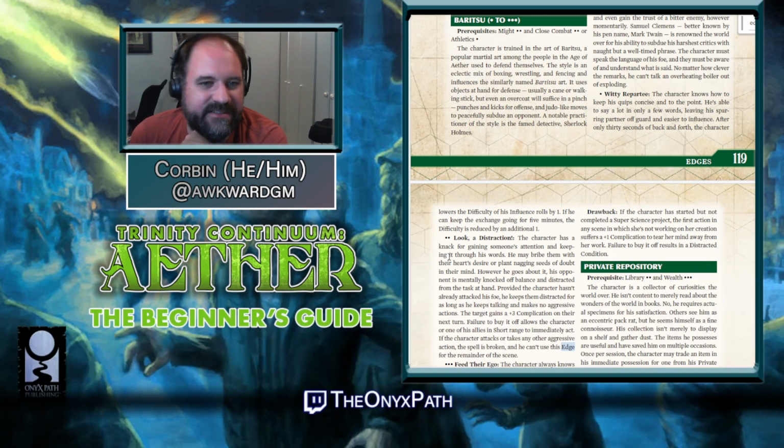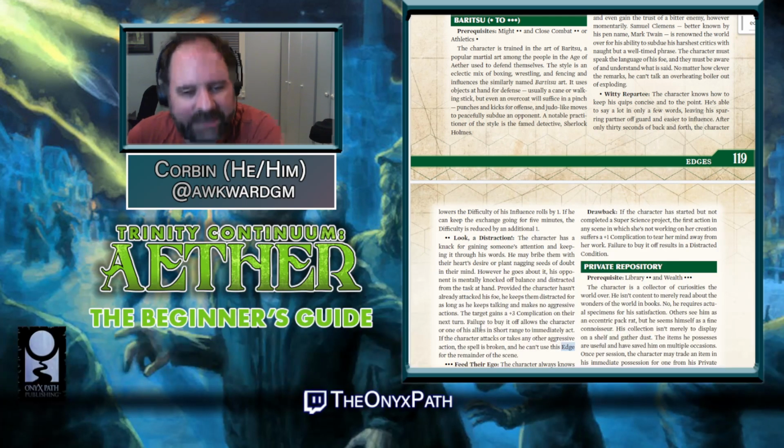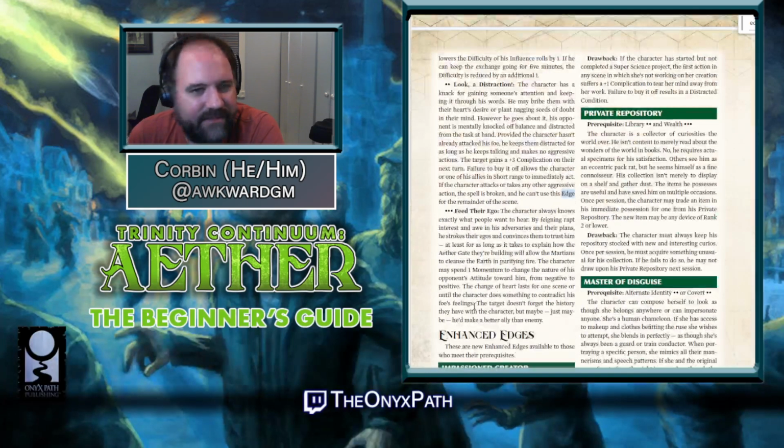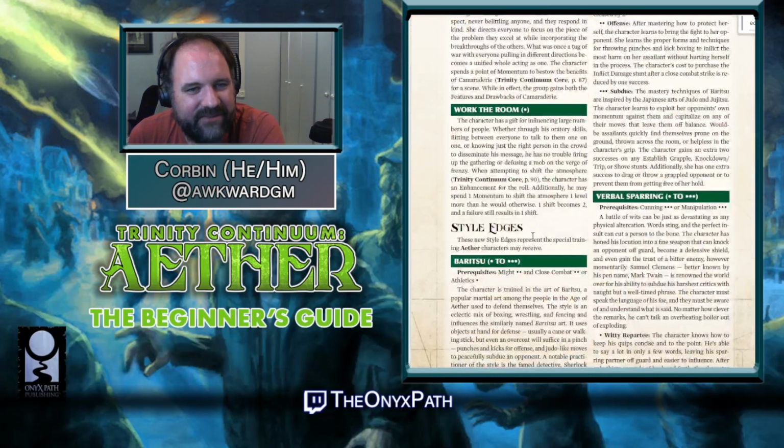Look, distraction. The target gains a +3 complication on the next turn. Failure to buy off it allows the character or one of his allies in short range to immediately act. If the character attacks or takes any other aggressive action, the spell is broken, and he can't use his edge for the remainder of the scene. And then feed the ego. Okay, those are kind of cool.